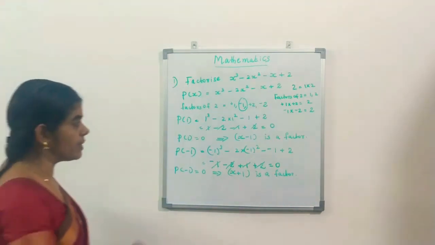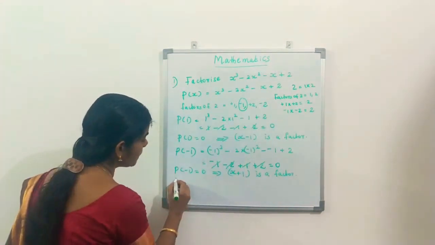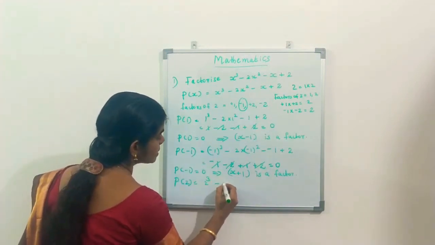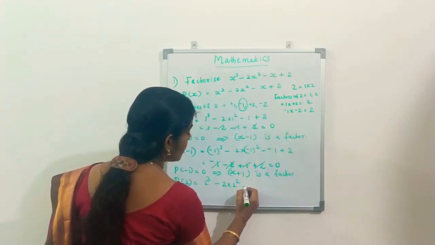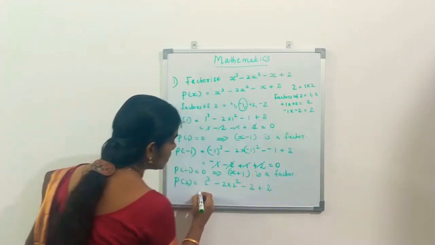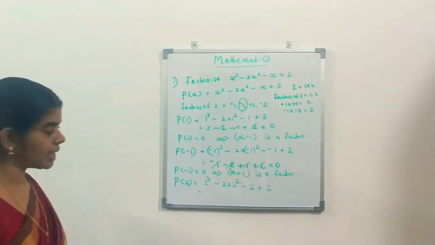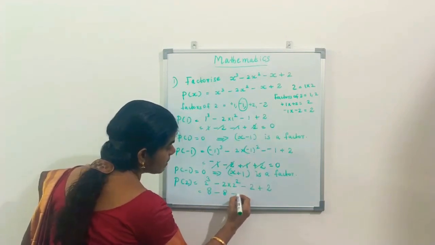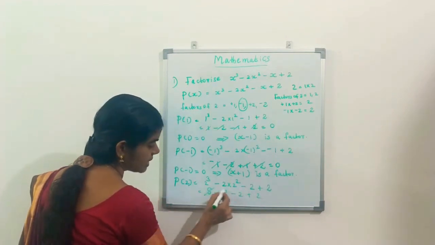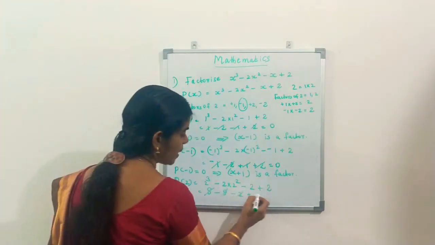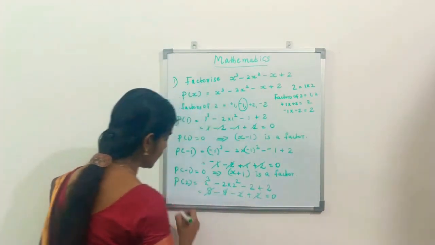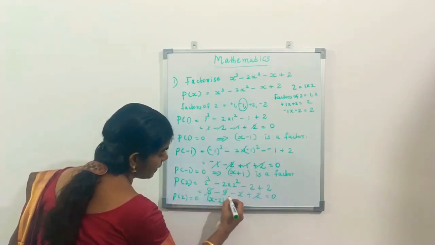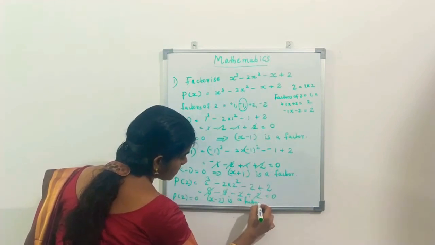One more factor will be there. For that we can give p of 2. Then it will be 2 cube minus 2 into 2 square minus 2 plus 2. 2 cube means 2 into 2 into 2, that is 8. 2 square means 4, 4 into 2 is 8. So 8 minus 8 minus 2 plus 2. Plus 8 and minus 8 we can cancel, minus 2 and plus 2 also. Therefore you got 0. Then p of 2 equal to 0 means x minus 2 is a factor.